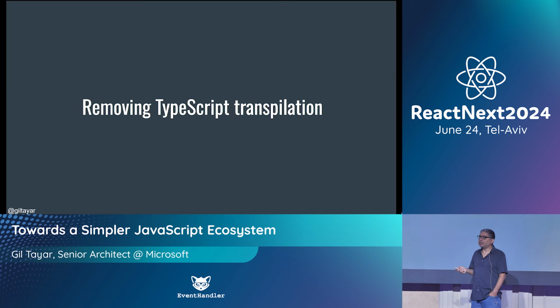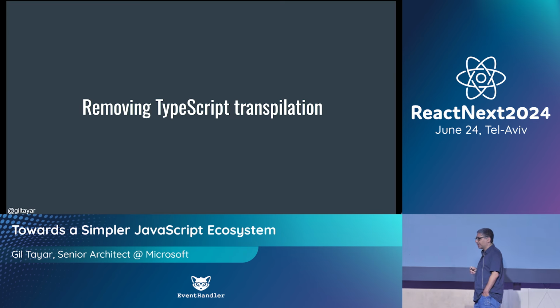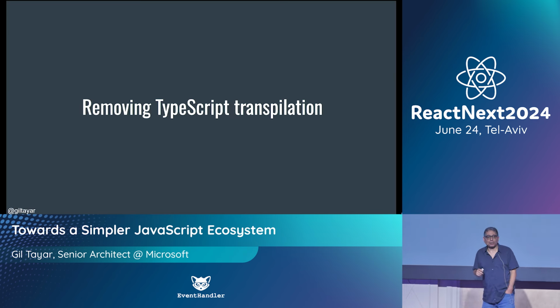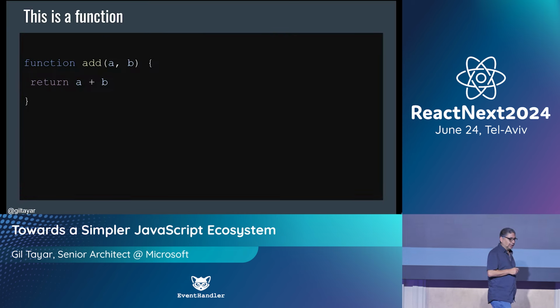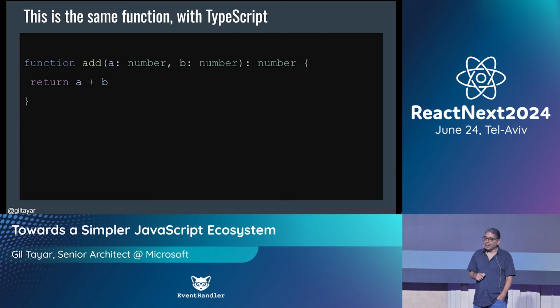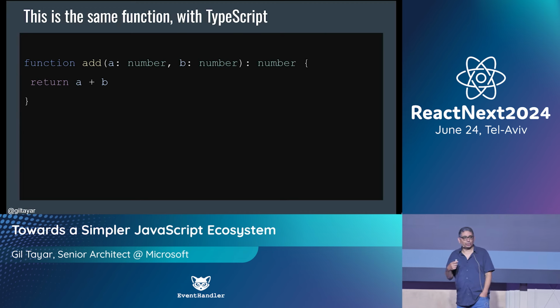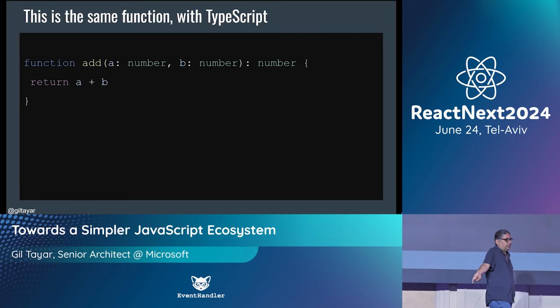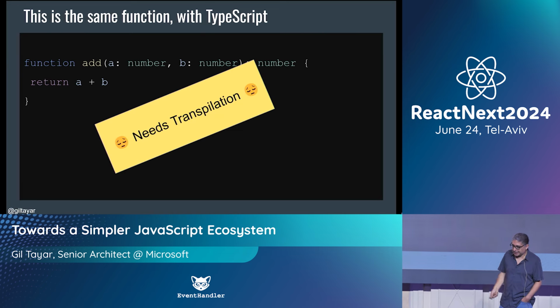So we've removed JSX. Now for the big one, TypeScript. How can we remove TypeScript? Okay, so let's take a function. This is a function, add, return A plus B. This is the same function with TypeScript. It used to be that I had to go to a conference, I needed to explain what TypeScript is. I'm assuming everybody knows what TypeScript is. So this is a function with TypeScript. This is great, but what's the problem with this? It needs transpilation.